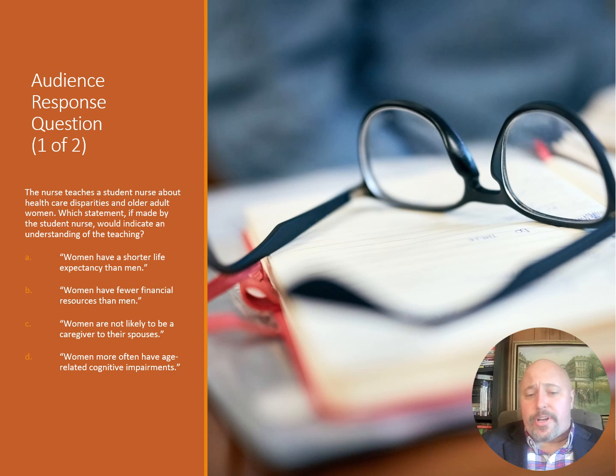Finally, finishing up with a couple of audience response questions. The nurse teaches a student nurse about healthcare disparities and older adult women. Which statement, if made by the student nurse, would indicate an understanding of the teaching? A. Women have a shorter life expectancy than men. B. Women have fewer financial resources than men. C. Women were not likely to be a caregiver to their spouse. Or D. Women most often have age-related cognitive impairments.